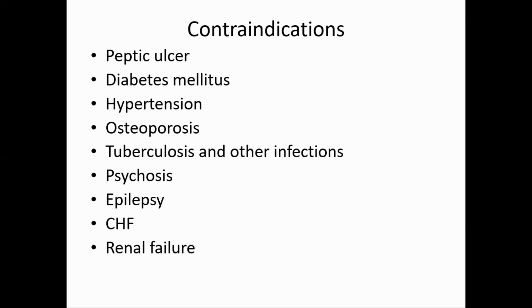Similarly with hypertension, they cause sodium and water retention, so they should not be used in hypertensive patients because this can aggravate hypertension. Similarly, in patients with osteoporosis, they increase the number of osteoclasts and decrease the number of osteoblasts, which are the bone forming cells, so they should not be used in patients suffering from osteoporosis. And they should not be used in simple infections, or in infections such as tuberculosis. The use of corticosteroids in the treatment of infection should be only in severe forms of infection.